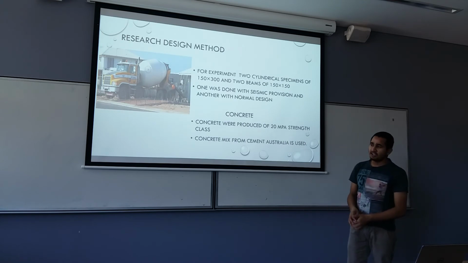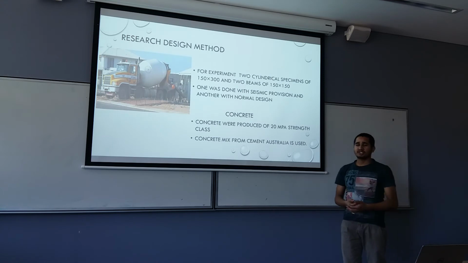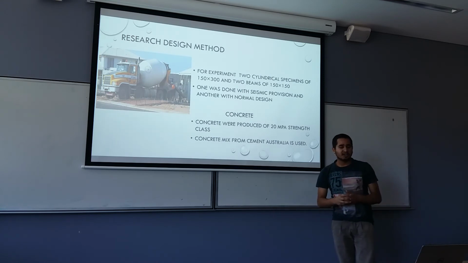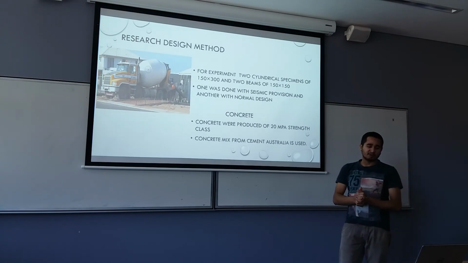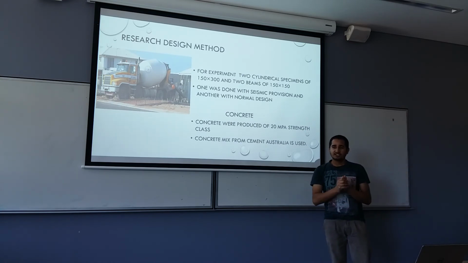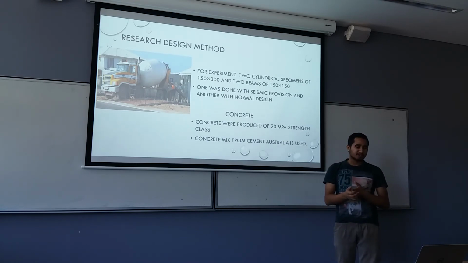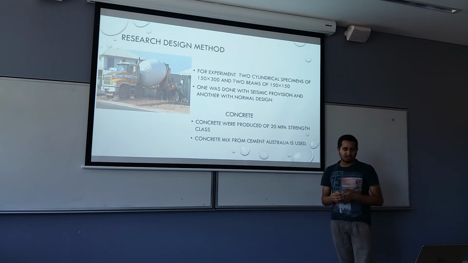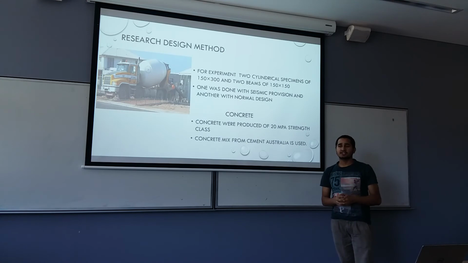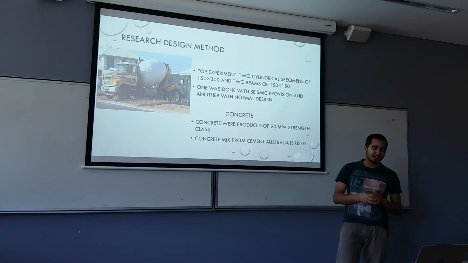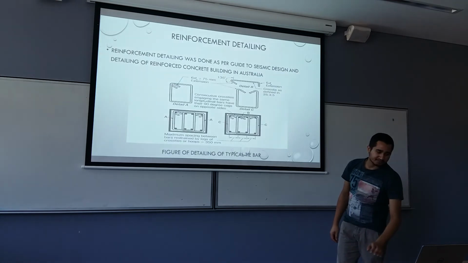Research design method. For this research, an experiment was done with 2 specimens of cylinder 150 by 300 and 2 beams of 150 by 150. One cylinder and one beam specimen was made with seismic provision, and the other was made with normal provision. Concrete used for this experiment was of 20 MPa strength, and a concrete mix from Cement Australia was used.